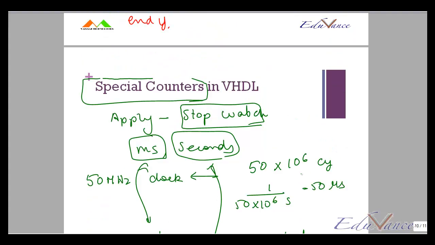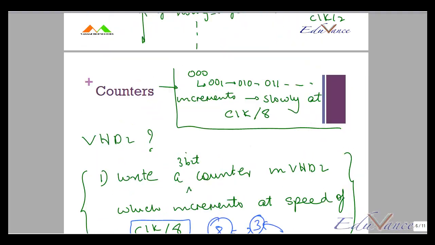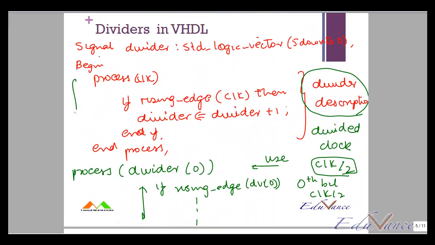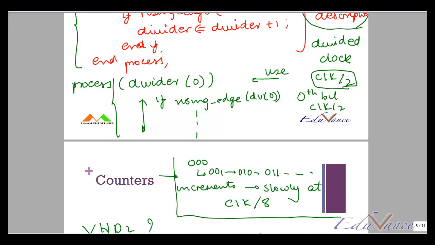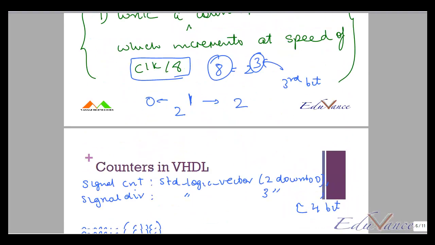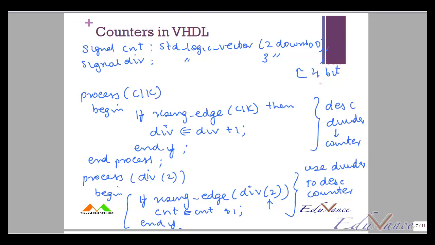So I hope that this lecture on dividers, that is how to divide a clock, was clear. We first described a divider using a single process, and then we used the divider in another process. Then we saw how to specify a special counter, which would count up to a fixed value and then stop and reset from 000. And we also saw an example of using a divider with a counter which can run at a slow count. That is, how do you use a count and a divider, first divide the clock and then use the slower clock for counting the value.